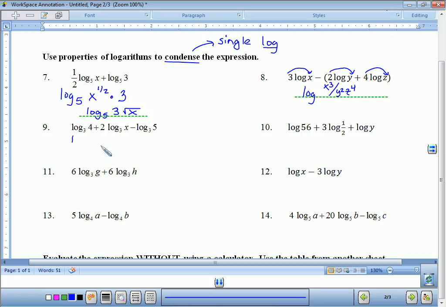So we're going to have log base 3 of 4 times, now this is 2 log 3 of x. That 2 that is multiplied there came from the exponent. So it becomes 4 times x squared. A 2 out in front becomes an exponent.